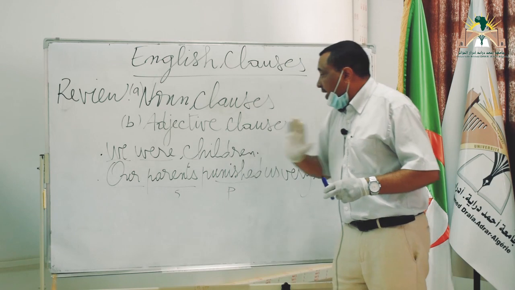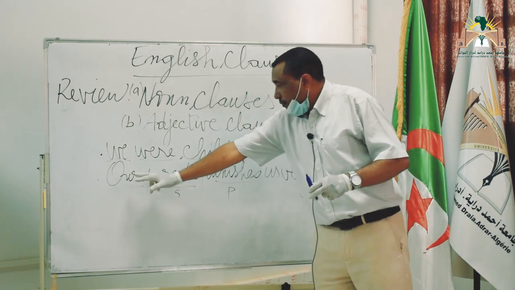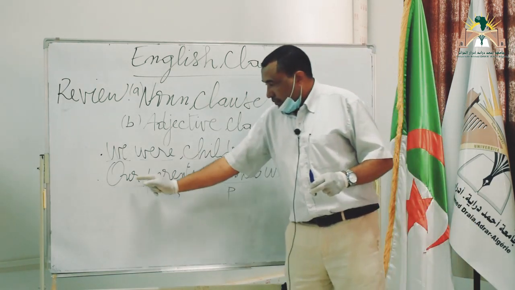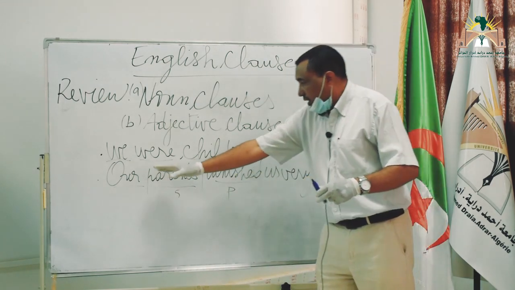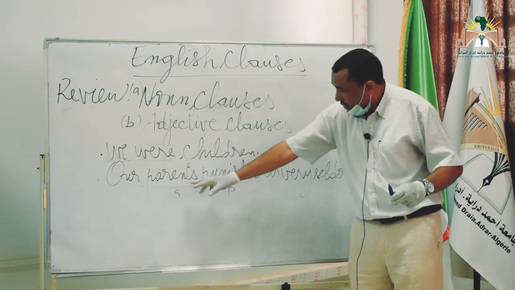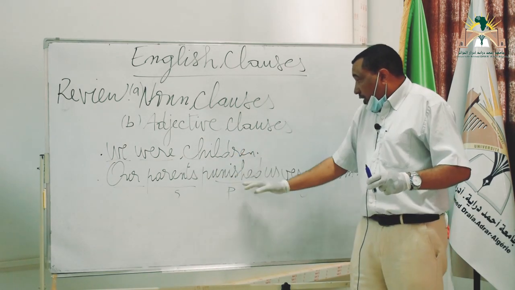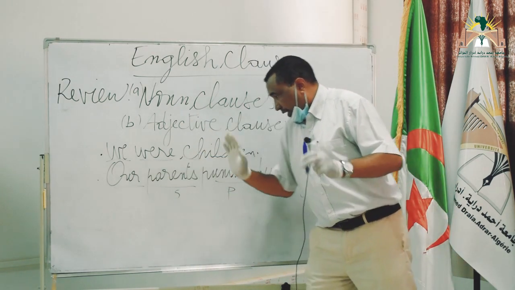Subject, predicate, complete thought. There is an idea. Our parents punished us very seldom. Subject, don't bother with determiners and pronouns, okay? Possessive pronoun. Parents punished us very seldom. Not any parents, but our parents.